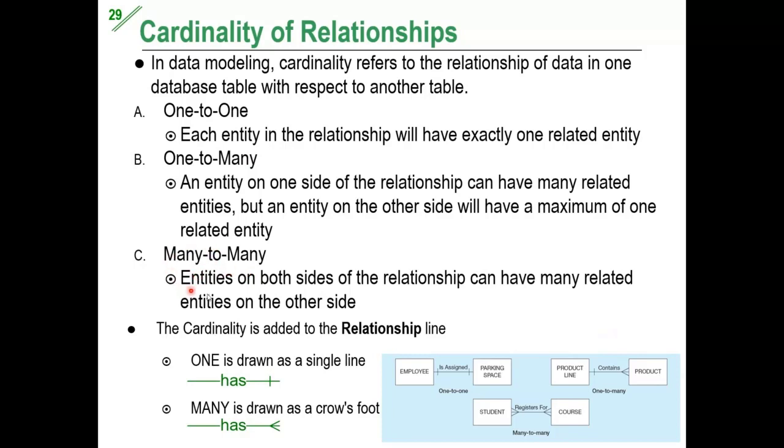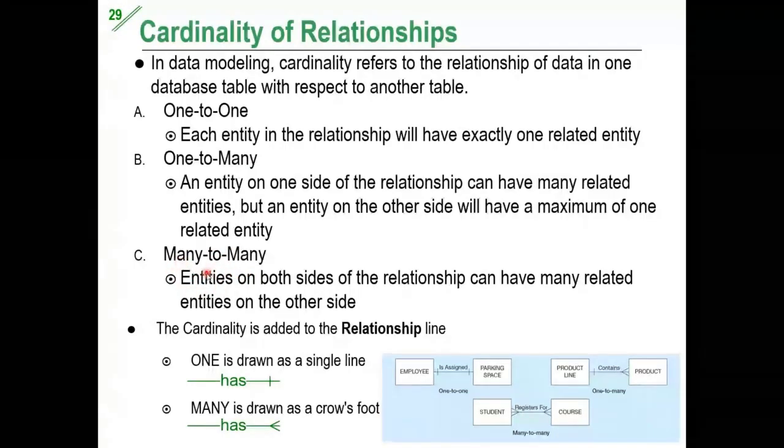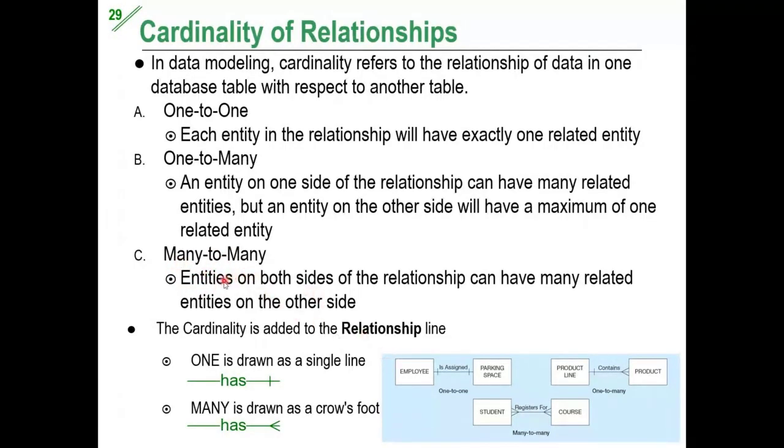Okay, let me explain this first. The third one is called many to many. Many to many means, this is an example of many to many, right? For example, one student can enroll in many courses, and one course can have many students, right?